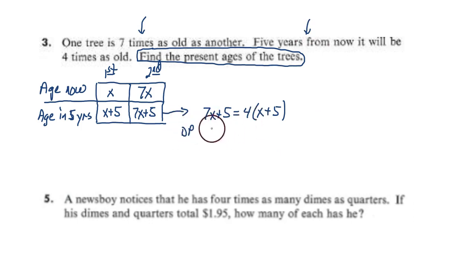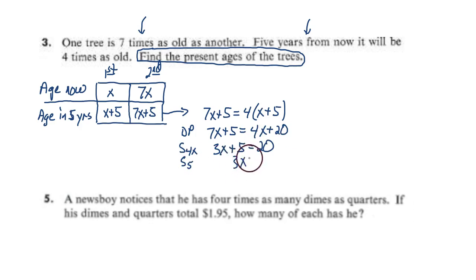Do the distributive property. 4 times x is 4x, 4 times 5 is plus 20. Now we can subtract 4x from both sides to get 3x plus 5 equals 20. And subtract 5 to get 3x equals 15. Then divide by 3 to get x equals 5.